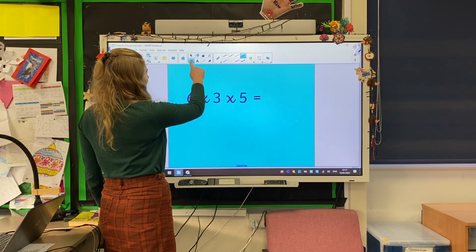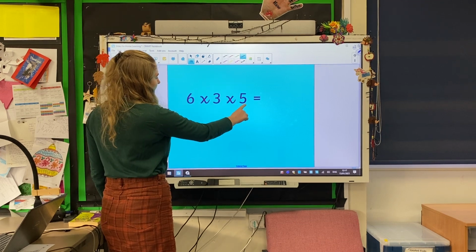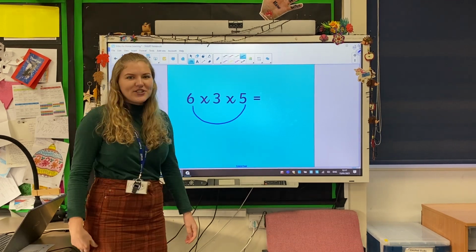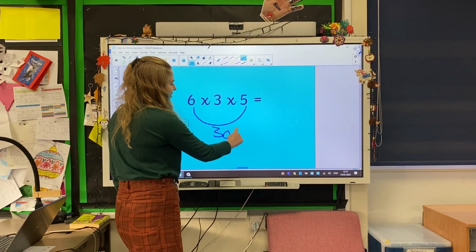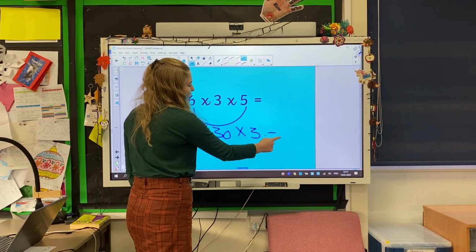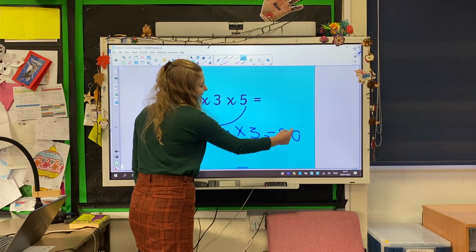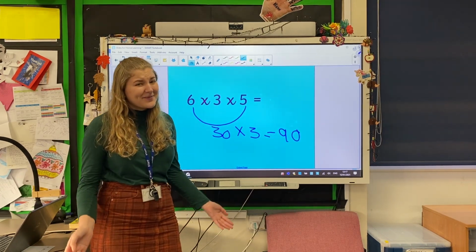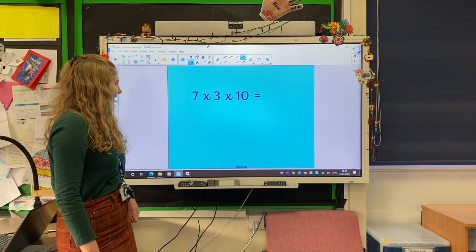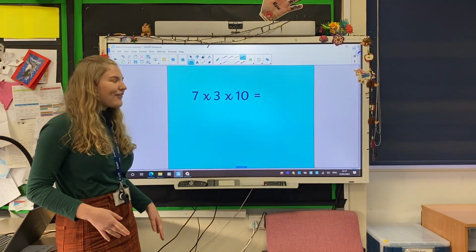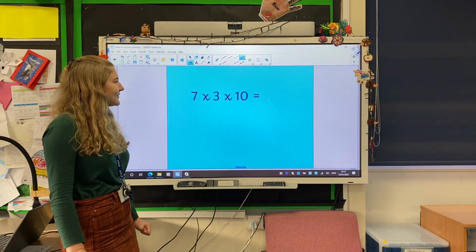Let's do 6 times 5, which is 30. Okay, and now we're going to do 30 times 3, which you could probably all tell me is 90. That was so much easier, wasn't it? So remember, rearrange the numbers, it doesn't matter. Lovely, and the last one I want you to have a go at, pause the video and have a go.